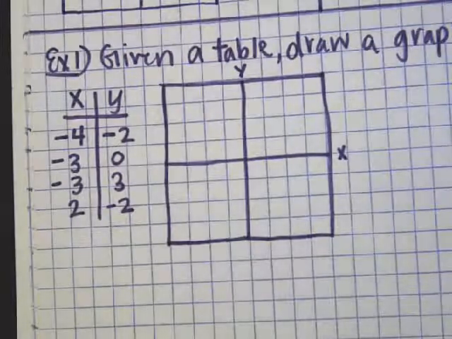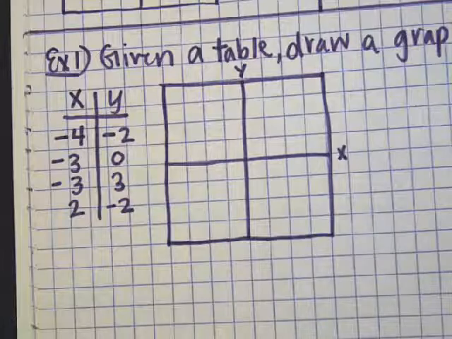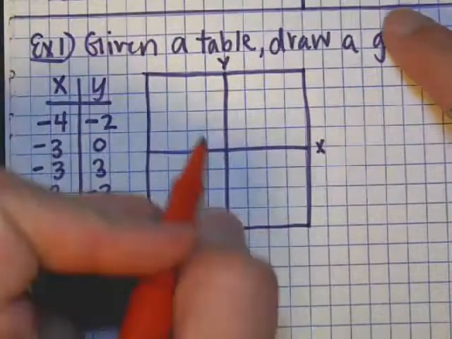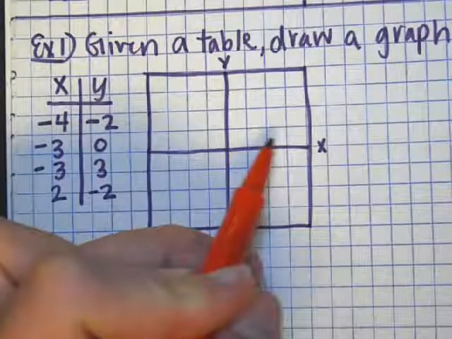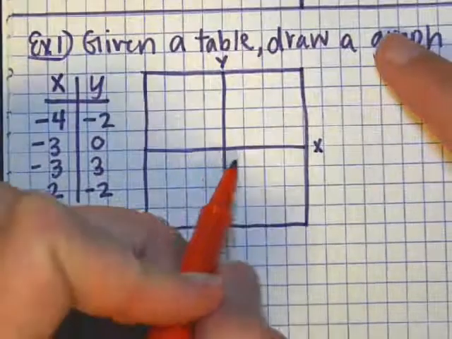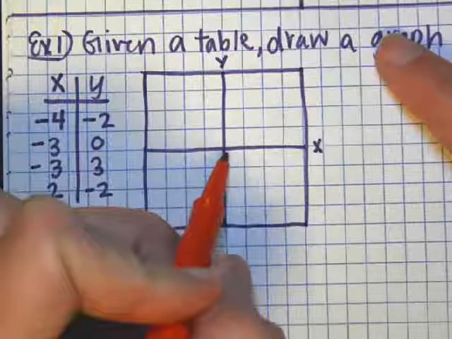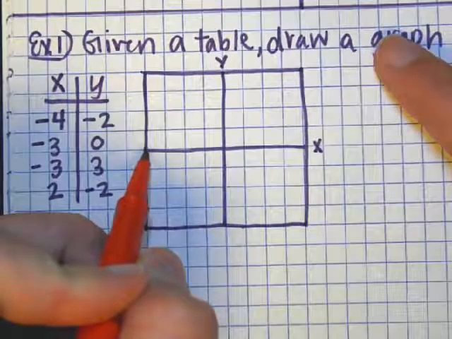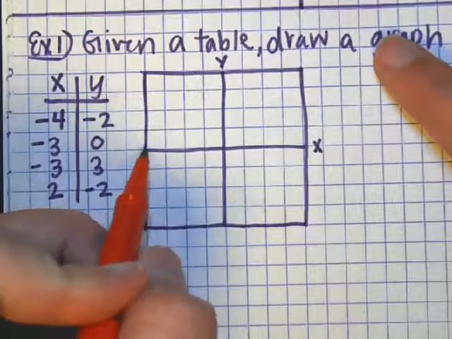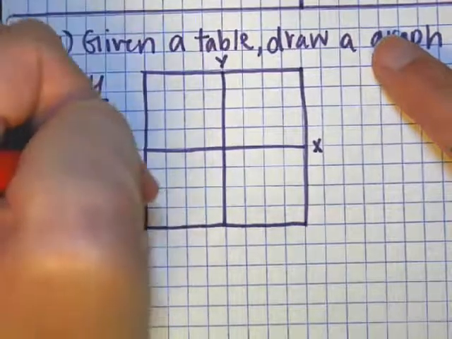My first X is -4. Anytime we plot a point, we start dead center. My X-axis moves side to side, and I'm going to move in a negative direction, so that's backwards, 1, 2, 3, 4. And then my Y moves up and down, and my Y right now is a -2, so I'm going to go down 2 and put my first point.